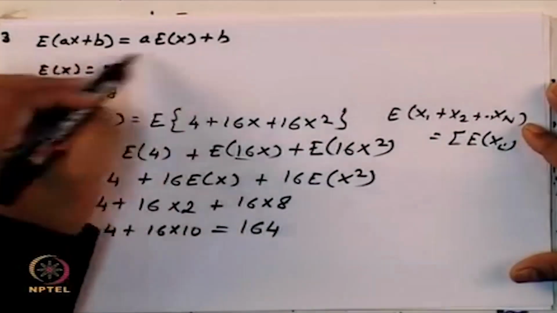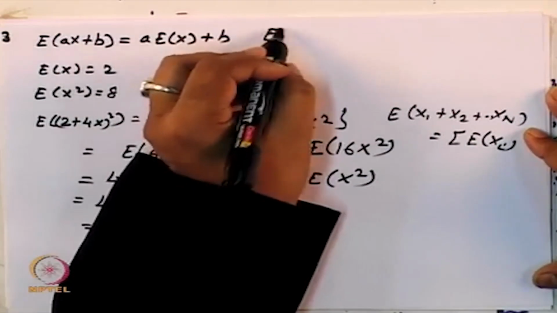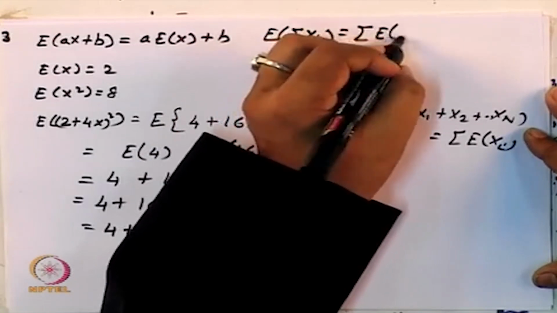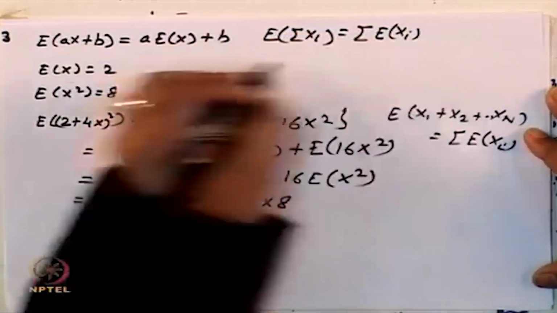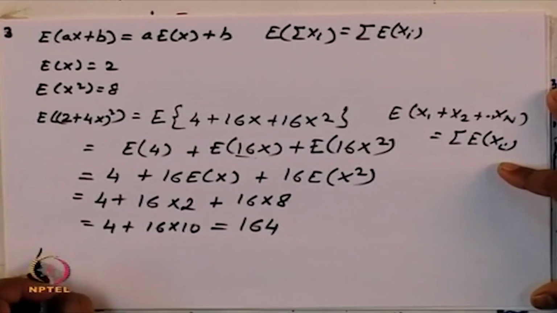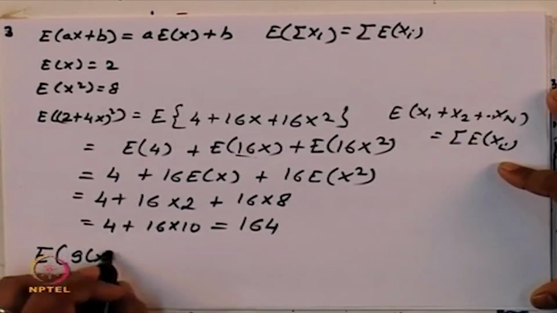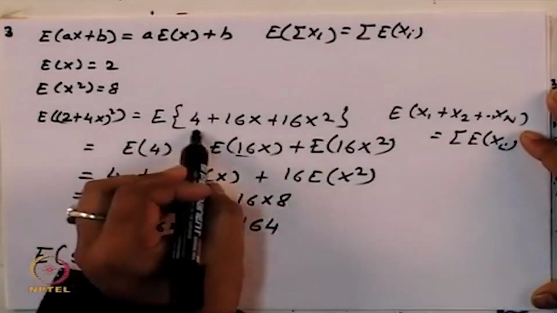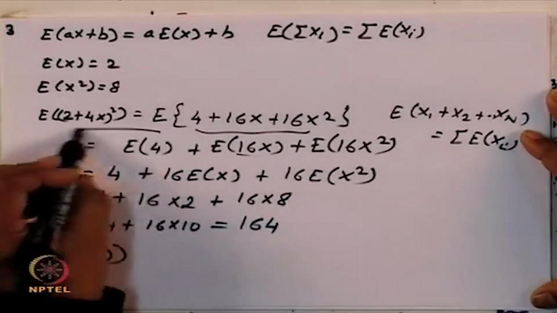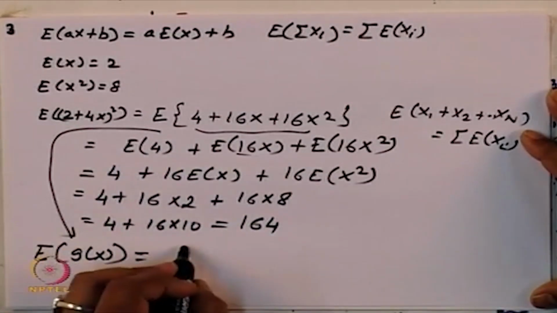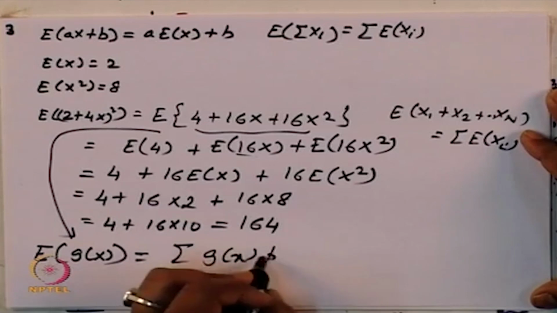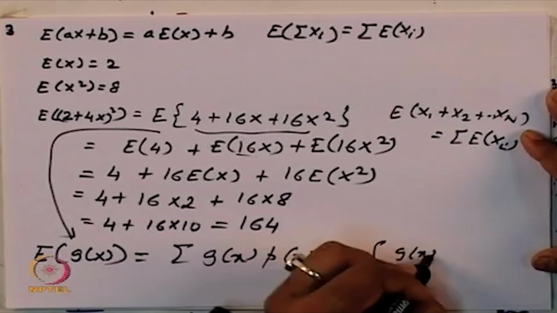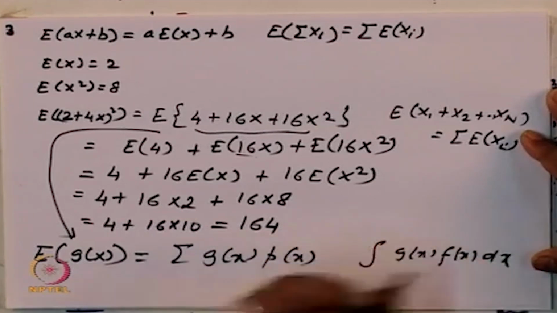I can make use of this and the identity E of summation of xi is equal to summation E of xi, or I can break it down. I also have the following thing. If you have a function E of g x, this we broke it down, but this is more like E of g x is summation of g x p x, or integral g x f x dx.